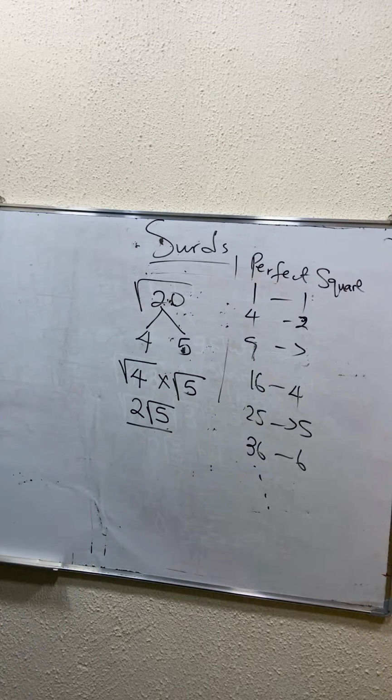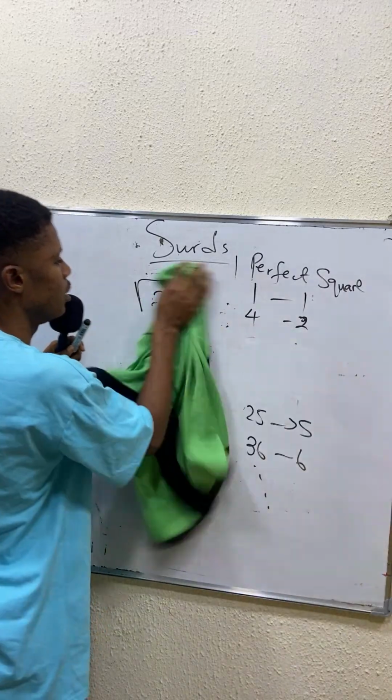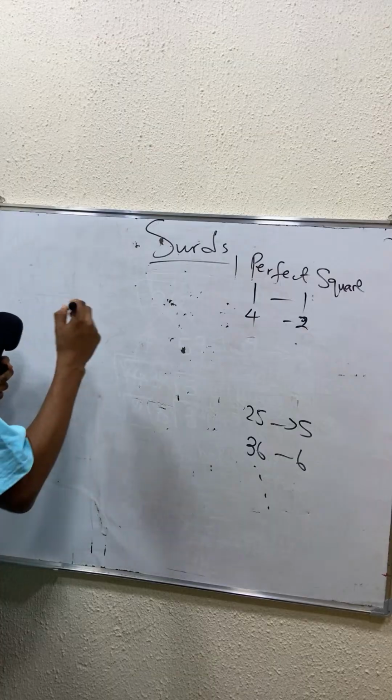If you got this to be 2 root 5, let us know. Okay? This is the easiest way to solve surd problems. So we got it to be 2 root 5. That's just the answer. So let's look at the next one.